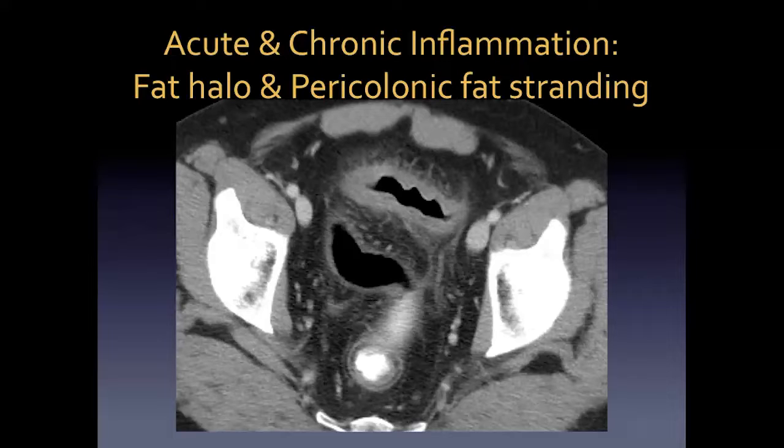Now here, the sort of perfect diagnostic image, we have evidence of acute and chronic inflammation in the same patient on the same image: thickened colon and pericolonic fat stranding. And then down in the rectum we have evidence of a fat halo sign, or chronic inflammation. This is highly suspicious for inflammatory bowel disease, acute and chronic inflammation together.